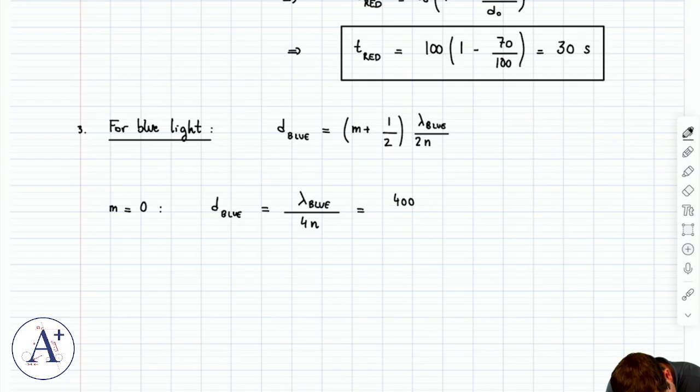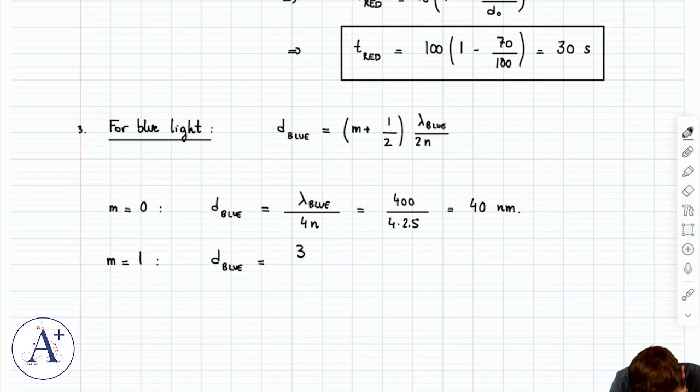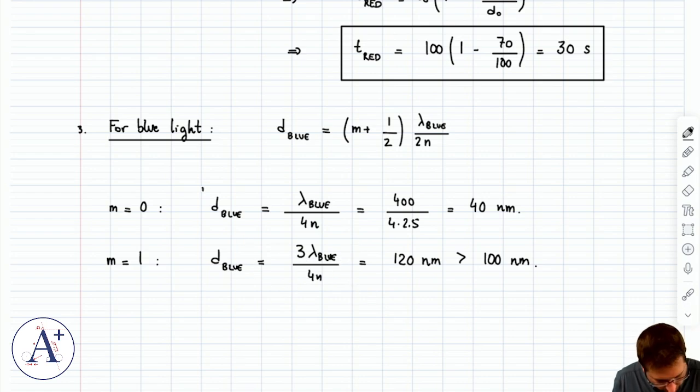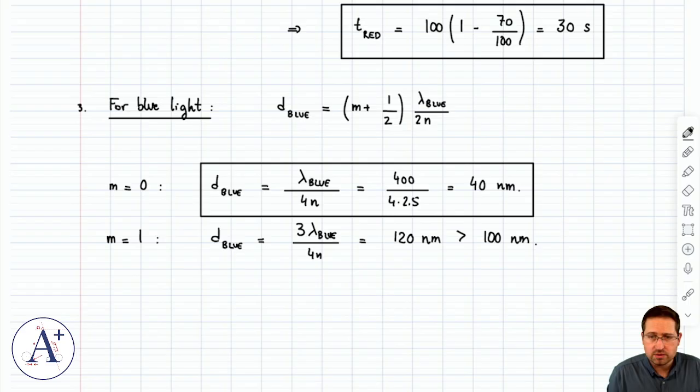So that's 400 divided by 4 times 2.5, which is 10, so that's 40 nanometers. For m equal to 1, just to check, it's not going to work, but let's just convince ourselves. d blue is going to be, same as above, 3 lambda blue this time, over 4n. That's 3 times 40, which is 120 nanometers. That's greater than 100 nanometers, so not possible, so we don't care about this. Our answer is that the film will appear blue when its thickness is 40 nanometers, and therefore I can solve for t blue.